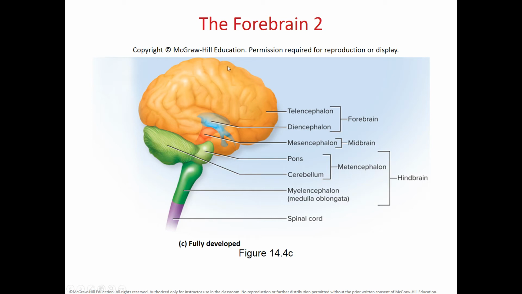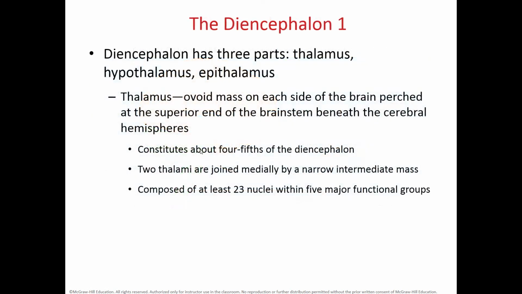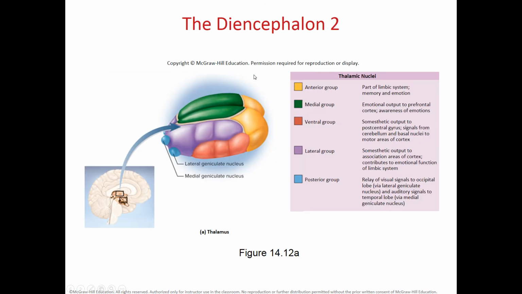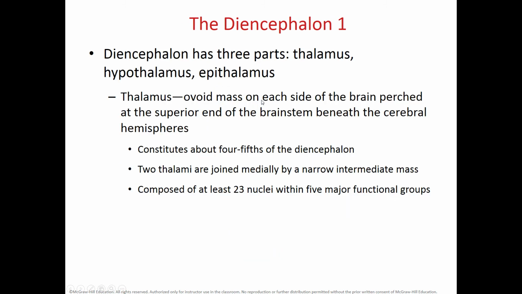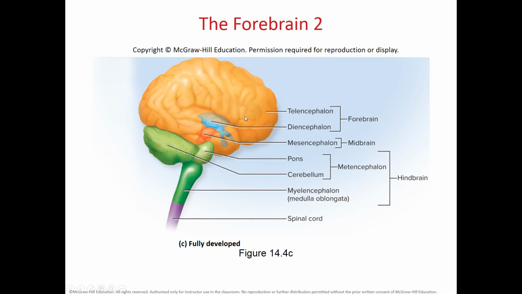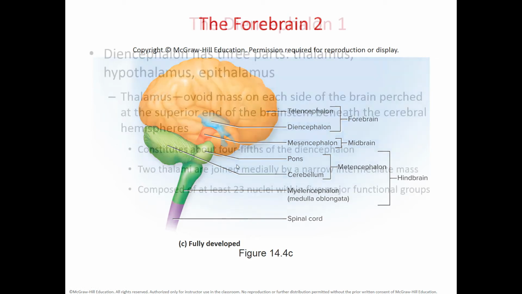So this is the forebrain with the telencephalon in here, the diencephalon in here. The diencephalon has the thalamus, hypothalamus, and epithalamus. So here the diencephalon has the thalamus, hypothalamus, and epithalamus in here.